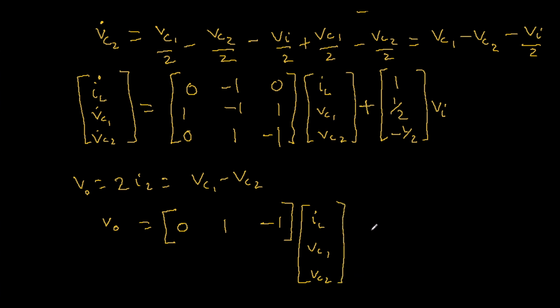Is there any forward transition matrix? Well, we don't have any VI term here. So if you want, you could say plus 0, or you could just leave it out like this. So this term here and this term are our solution. That's the state space representation of this system.